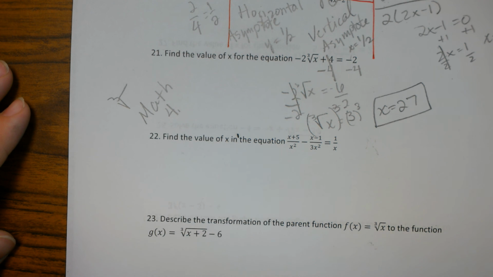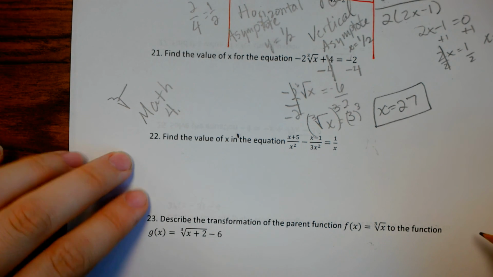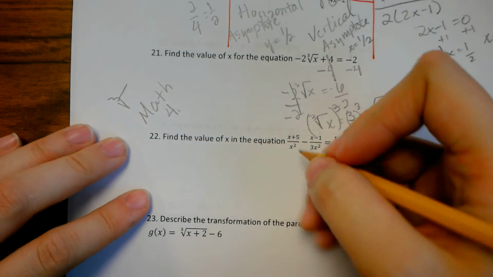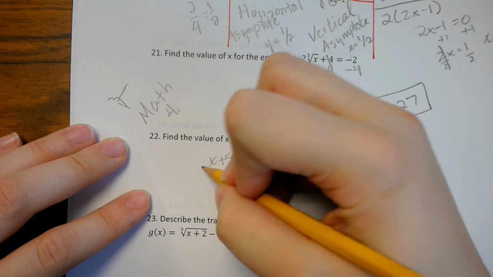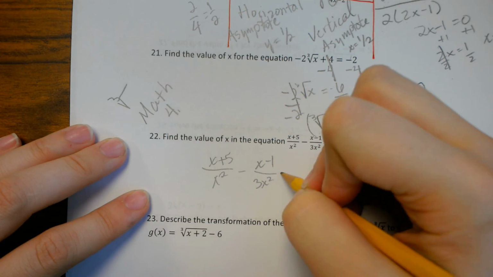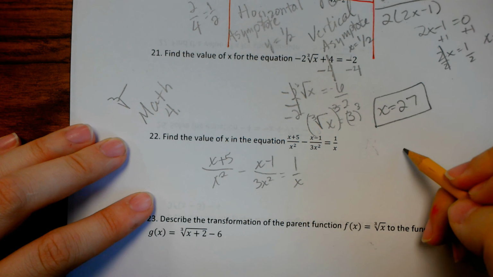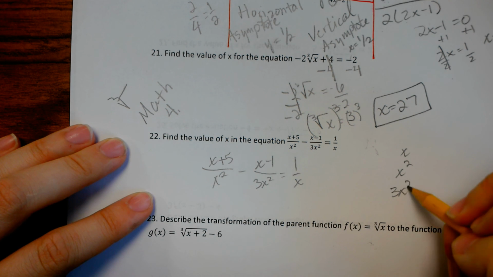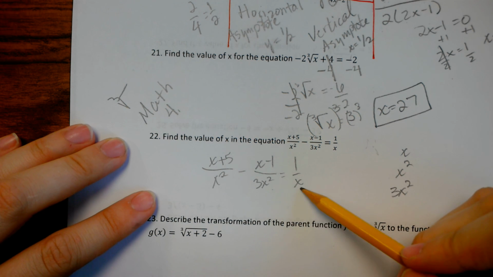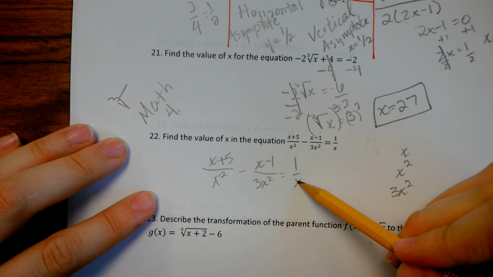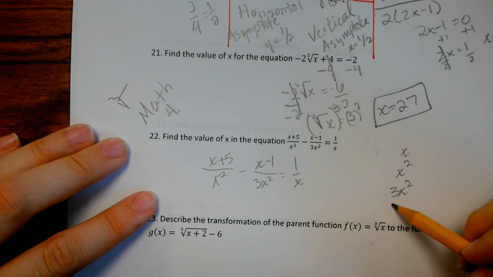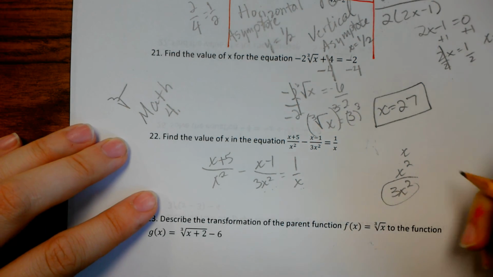Find the value of x in the equation. It looks just like that other one with the fractions. You could put it in the calculator and do all that. I'm going to do it by hand. I have x squared, and I have 3x squared. So I want to multiply by something that's going to cancel or simplify all three of my denominators. So x, I need something bigger than x. X squared would do it, but I'd have a 3 left over. So I need to multiply by 3x squared.